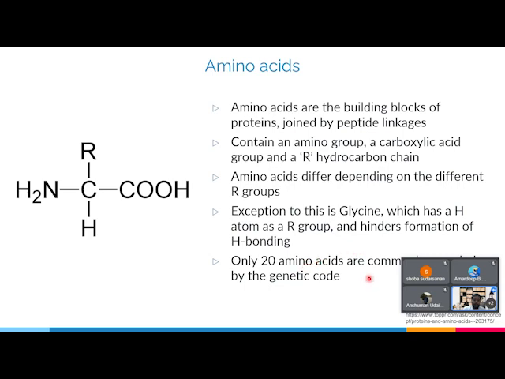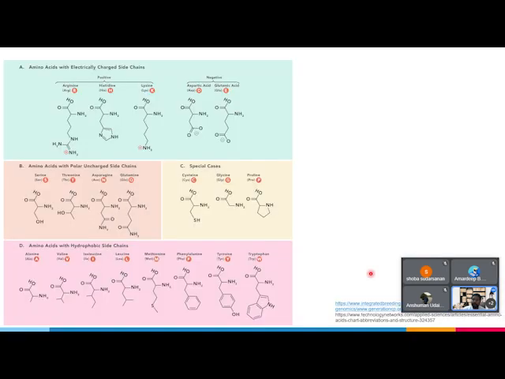Only 20 amino acids are commonly encoded by the genetic code, and these are known as proteinogenic amino acids. Now we will look into what these 20 amino acids are. So these are our 20 amino acids which are encoded by our genetic code. These are very well classified into separate groups.